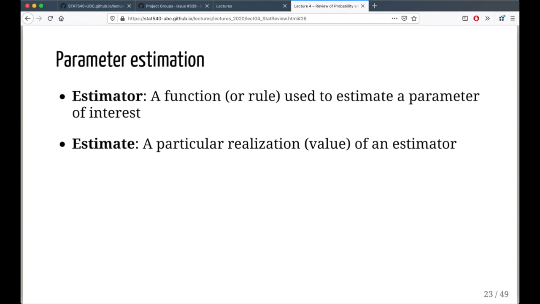Just to define a couple of terms, an estimator is a function or a rule that's used to estimate a parameter of interest. From that estimator, we can obtain a particular realization or a particular value of the estimator, and that is our estimate.